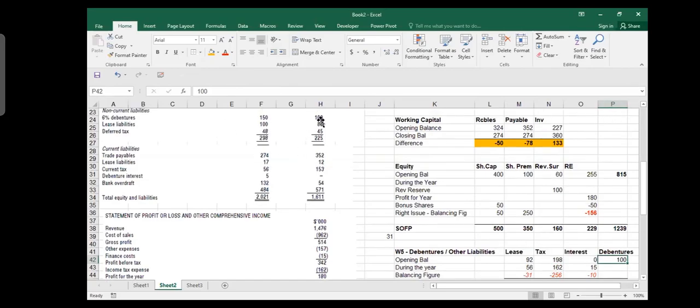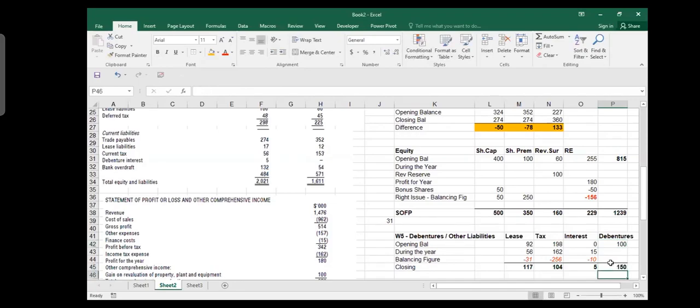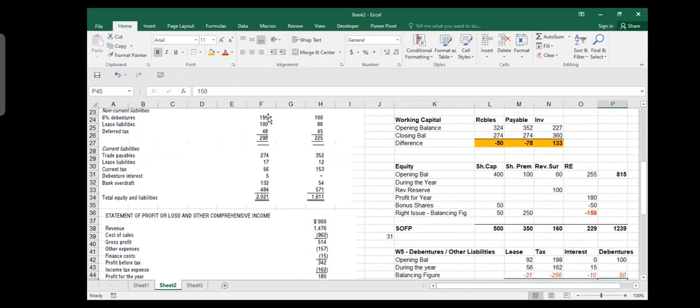Debentures you had 100 and it increased. This is your non-current liability. So you are receiving cash. It is 150. So here I put plus because you get cash. These numbers are minus because you have paid. This number is plus because it has increased. Your debenture liability has increased from 100 to 150. So $50 new debentures you issue. If you pay attention to your balance sheet, 100 to 150. So it means $50 you received in respect of debentures. This is your cash inflow.